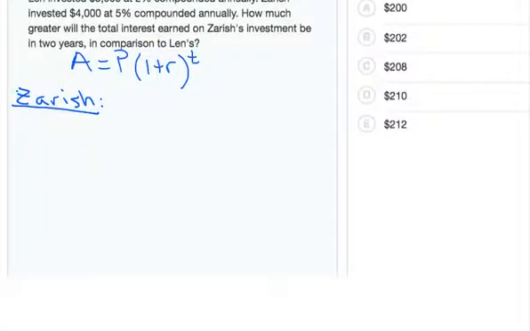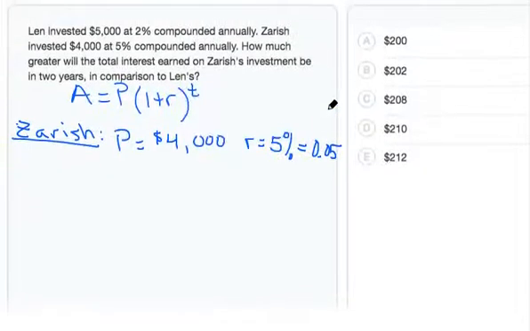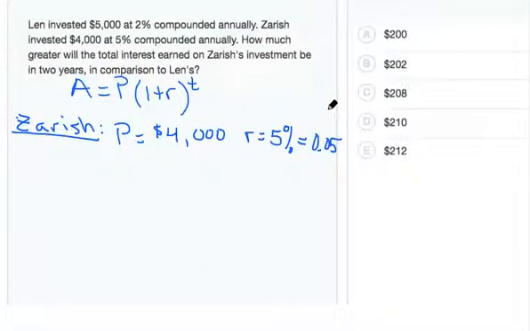For Zaresh, we have P is equal to $4,000. We have that R is equal to 5%, or we'll need that in a decimal, so 0.05. Let's scroll up so we can see all of the question. And T is 2, because we're interested in after 2 years. So using this information, we can use the formula to find A.